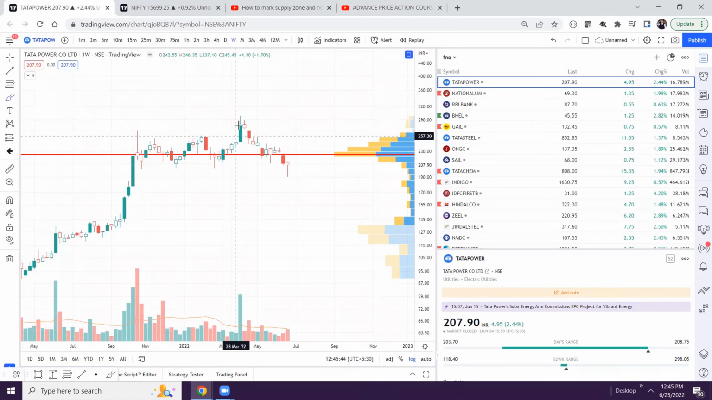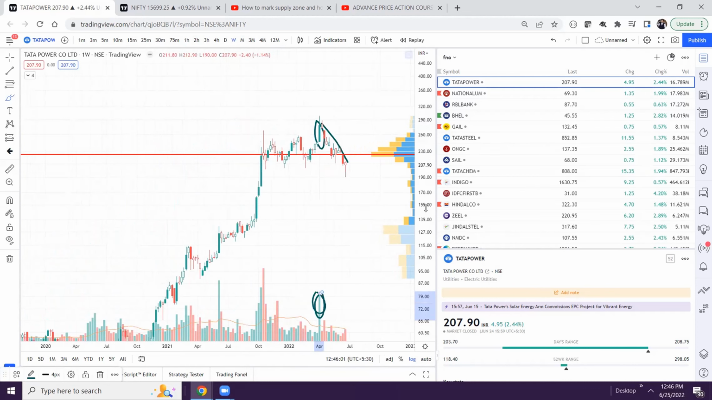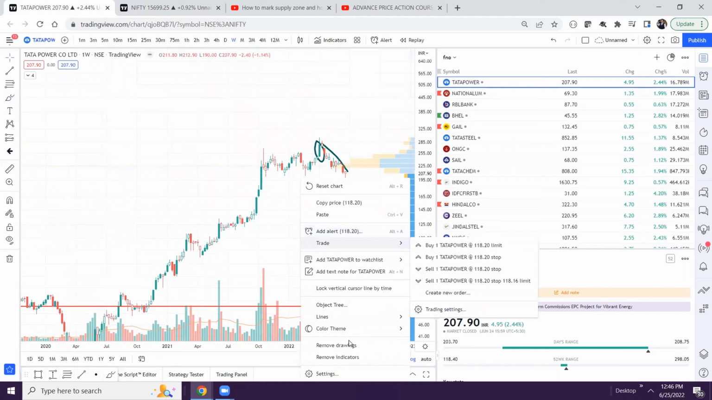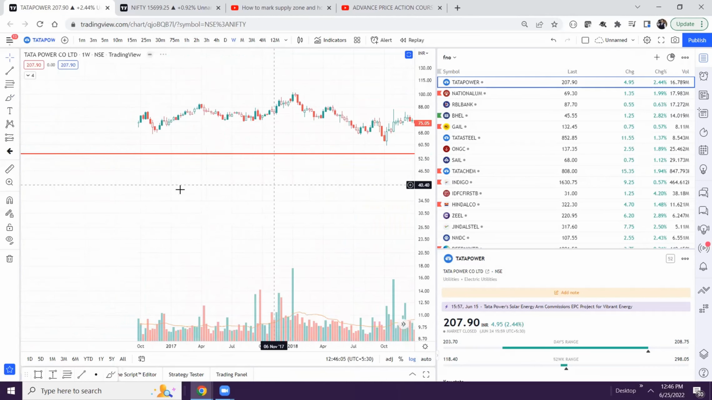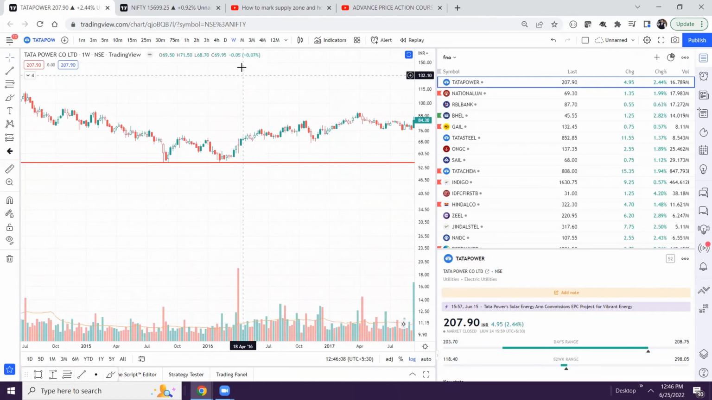You can see this is a high volume node. You have to always look for this, and remember this structure. Whenever you see this high volume node, it means a reversal is there. Not the first time. Let me show you, 4 times this has happened, on a detailed chart of Tata Power. So from the start, let us see.